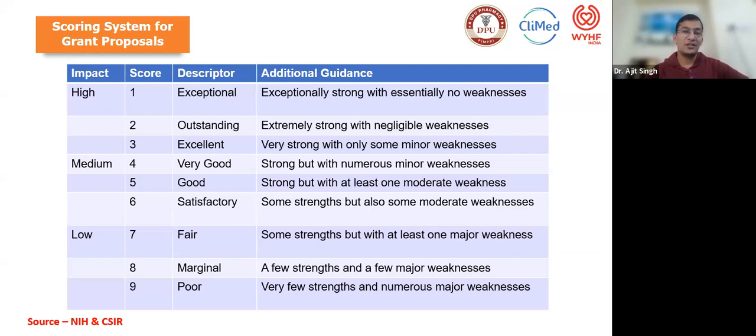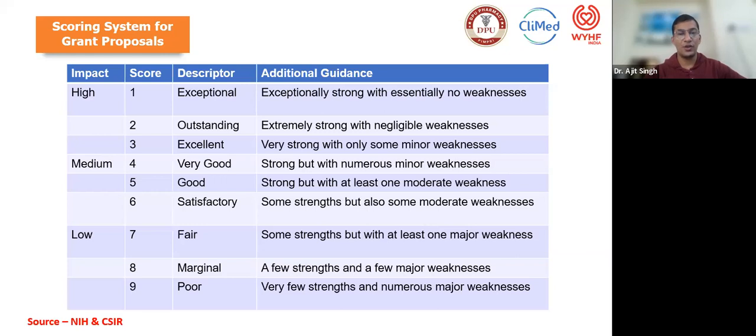You know what are the chances of acceptance? I'll tell you. Chances of acceptance are up to number 5 only. Number 5 is also not included. Only up to score 4 are the chances. Understand my point. In the research proposal, if your proposal is very good, excellent, outstanding, exceptional, then only there are the chances of acceptance. Not even for the satisfactory and good.